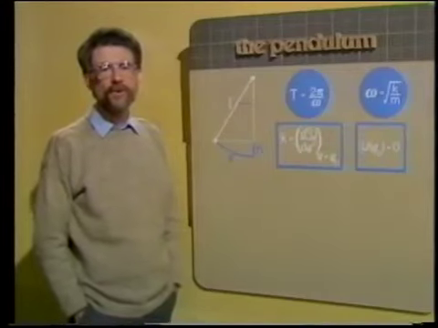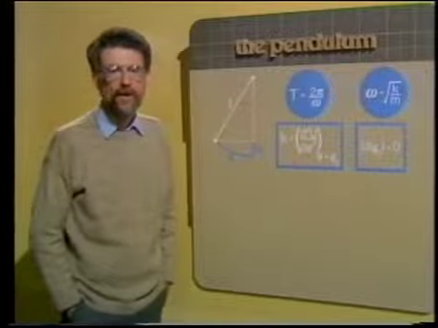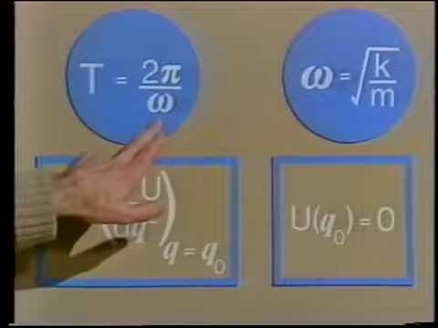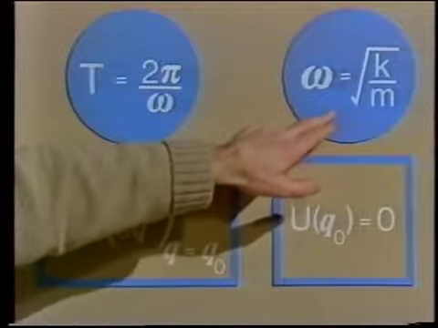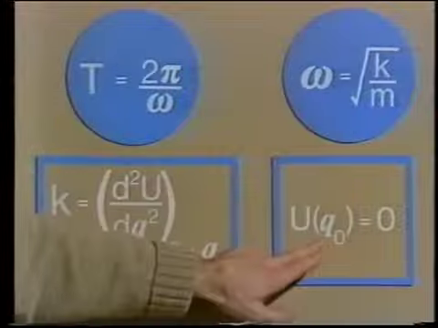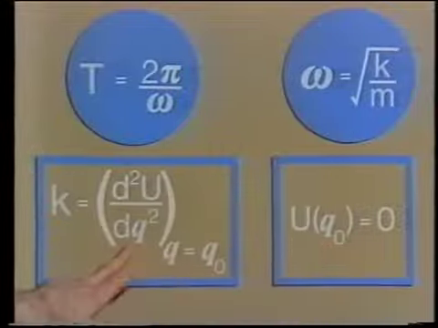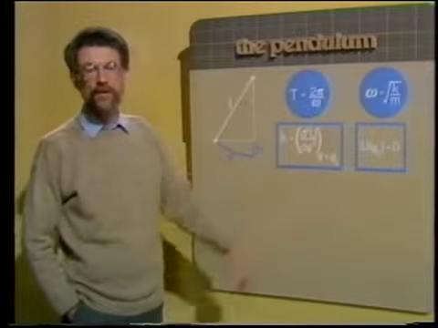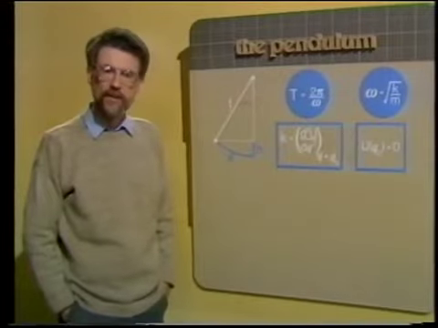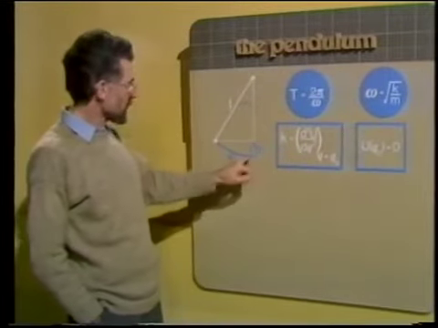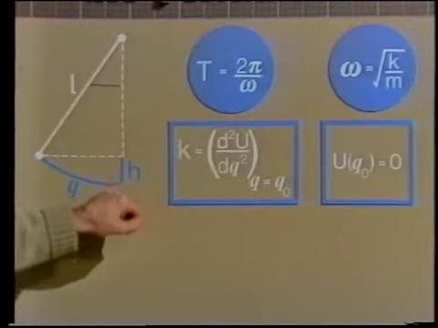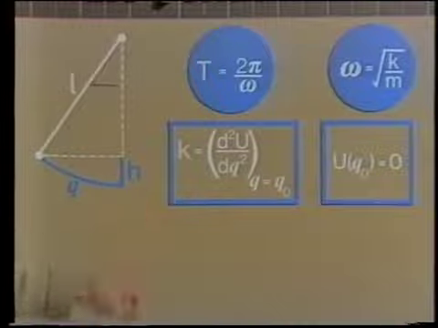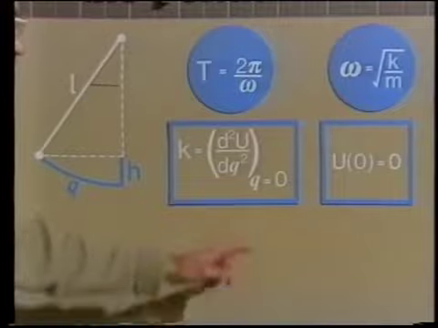Okay, so let's apply this result to the case of the pendulum. Here are the formulae that Alan has just established. Period is given by this, where omega is root k over m. And provided the potential energy at q naught is 0, k is given by its second derivative at that point. Well, what's q naught? It's the value of q where the potential energy is minimum. In other words, the value of q at the lowest point of the path. But we chose just this lowest point as the origin for q. So in this case, q naught is actually 0.